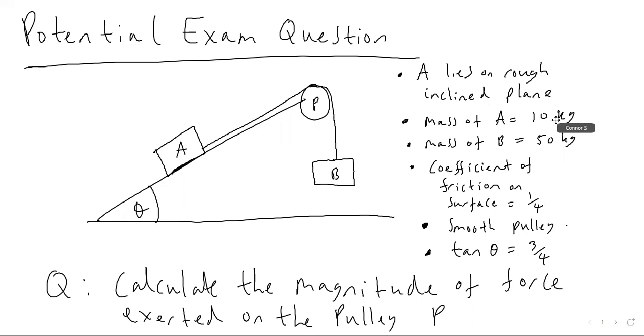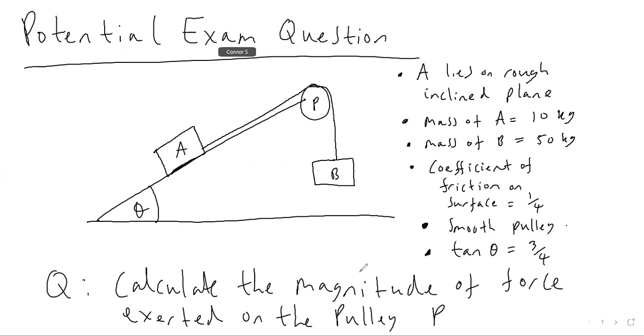Let's say the mass of A is 10 kilograms. Let's say the mass of B is 50 kilograms. So we know from the question that if we've got a mass of 50 kilograms, the motion of the connected particles is going to move down like this, because this is a bigger mass than that. B is going to want to fall downwards. The coefficient of friction is, let's say, a quarter. We've got a smooth pulley, so again, no friction in the pulley. And tan theta is 3/4.